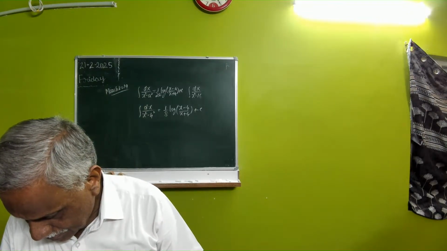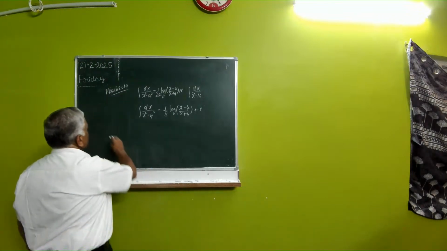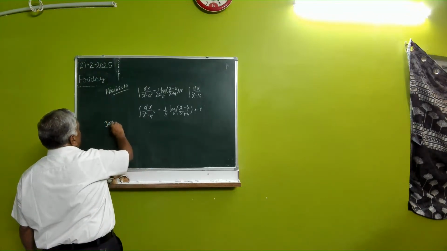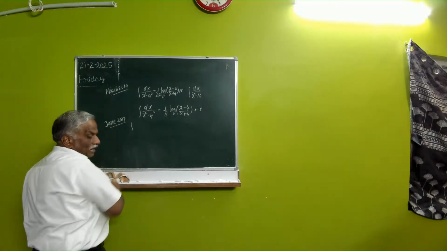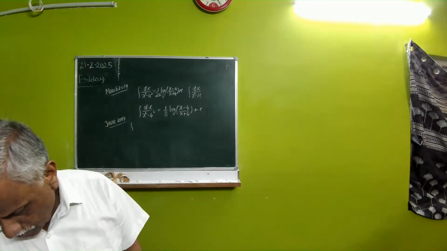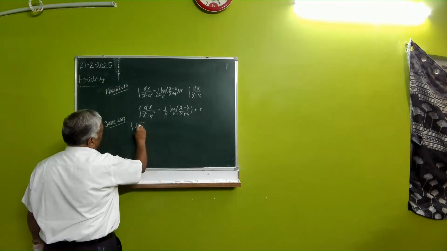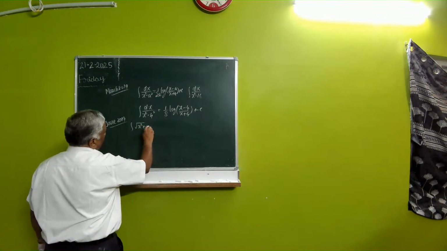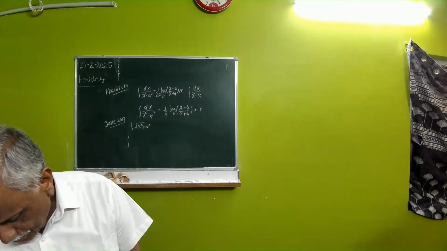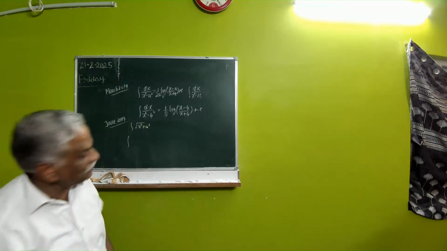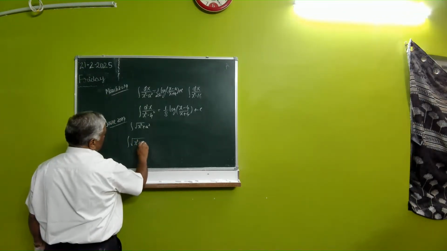Next, July 2000, June 2019. Evaluate the integral of root of x square plus a square. First, you have to find this. Then evaluate the integral of root of x square plus 2x plus 5.